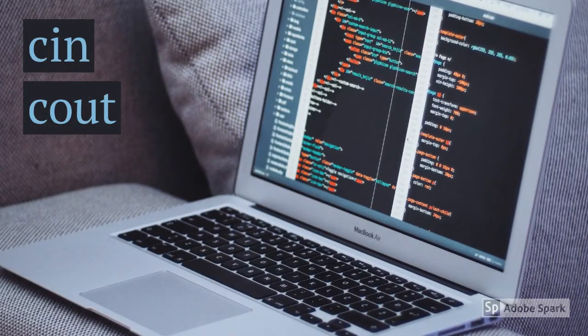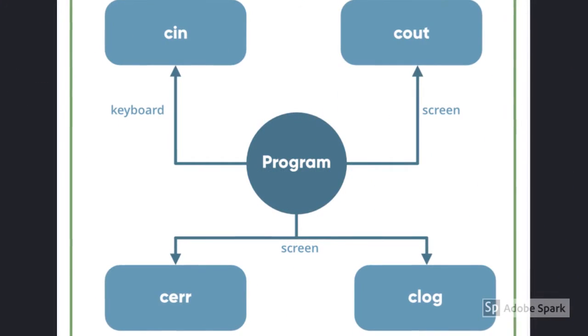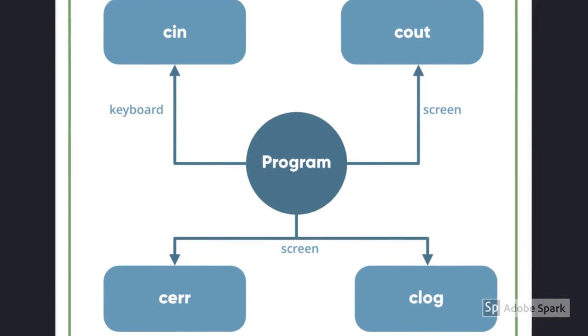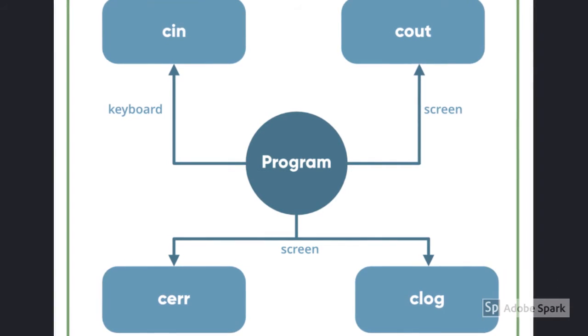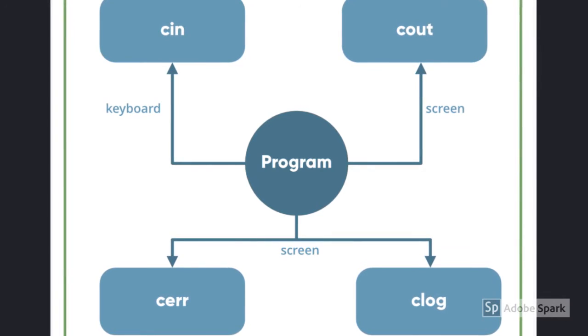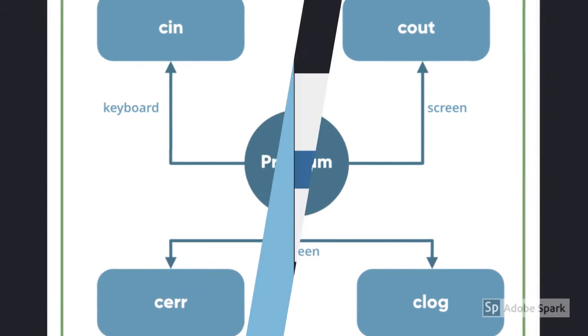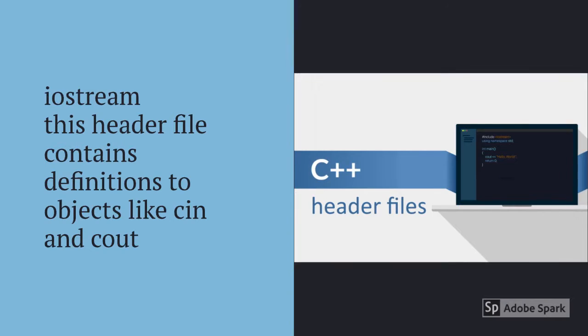The following thing we'll be going over is CIN and COUT. C++ comes with libraries which provides us with many ways for performing input and output. In C++, input and output is performed in the form of a sequence of bytes, or more commonly known as strings. There are 3 different types of header files available in C++. The first one, iostream, stands for Standard Input-Output Stream. This header file contains definitions to objects like CIN or COUT.